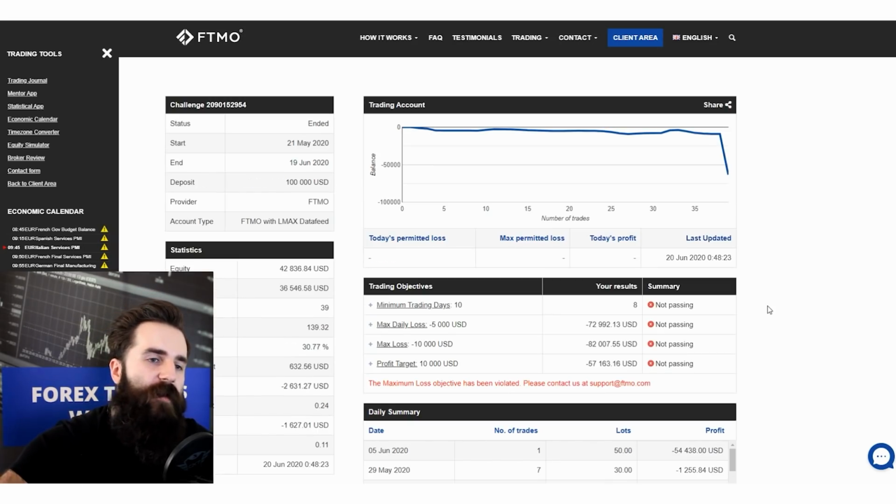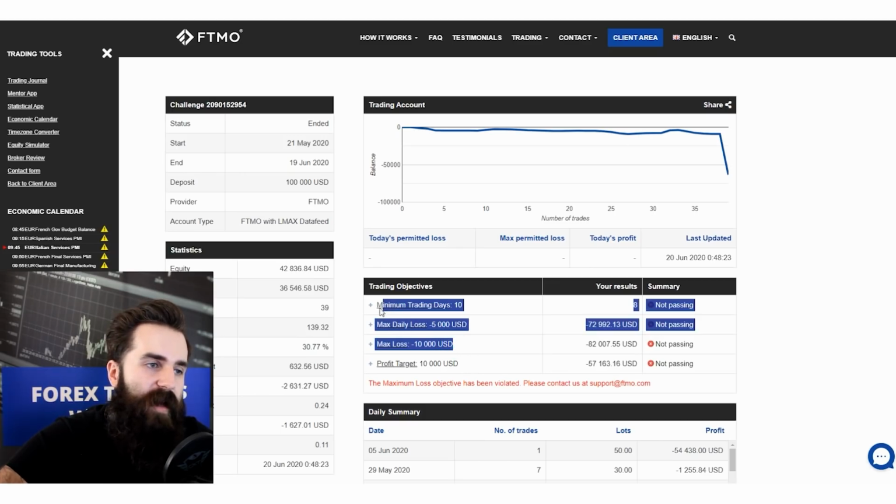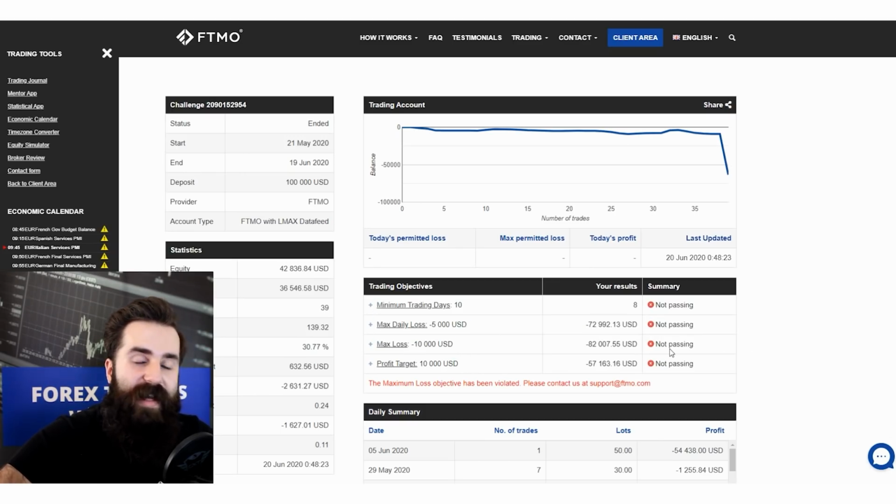Now, another thing to point out here, this trader traded for just 8 days, so on his 8th day he just blew the account, unfortunately, but he still had the time to get to at least some profit. And you all know that if you respect minimum trading days, max daily loss limit, max loss limit, and if you are at least in some profit, you are eligible for a free repeat of the challenge. So even though you are not able to reach the profit target, but you are at least in some profit and you respect the rest of the trading objectives, you get another chance free of charge. So that's pretty good in my opinion.